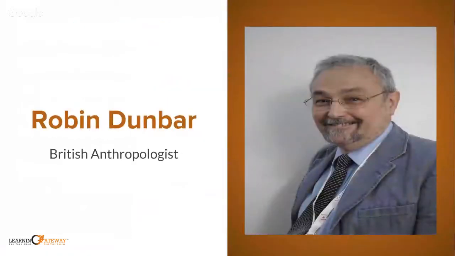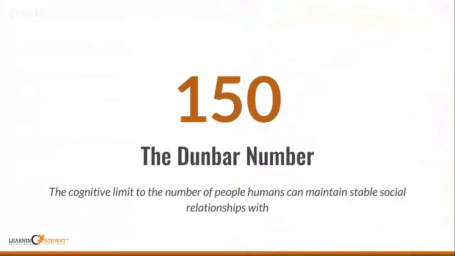So first, I think it's obviously important to acknowledge where this comes from. The Dunbar number is named after British anthropologist Robin Dunbar. And the number is 150. So when you hear the term the Dunbar number, that's the number they're talking about. And it's referring to the cognitive limit that Robin Dunbar's research has shown is the limit of the number of people that we as humans can maintain stable social relationships with.